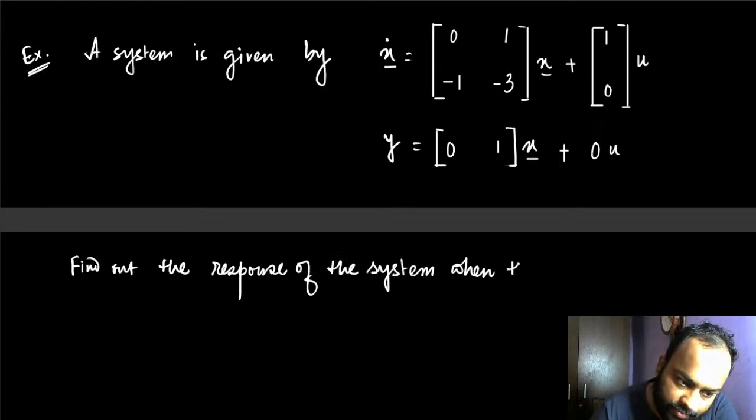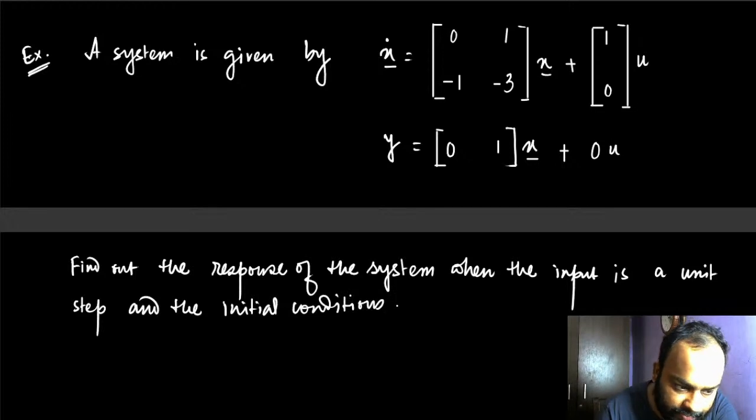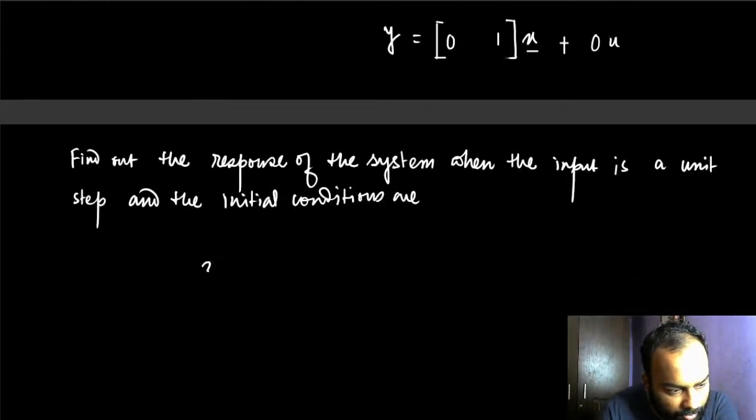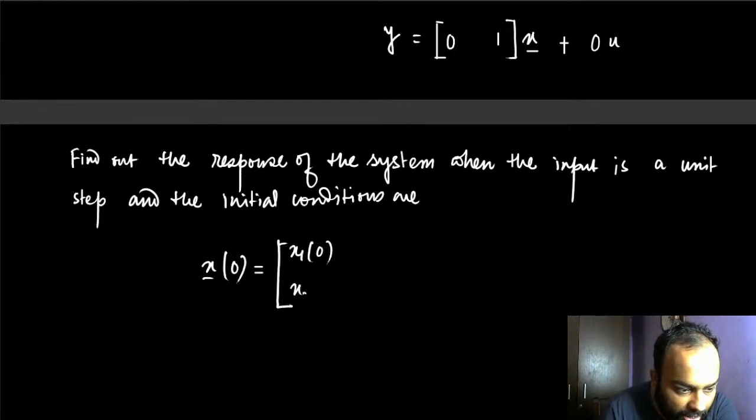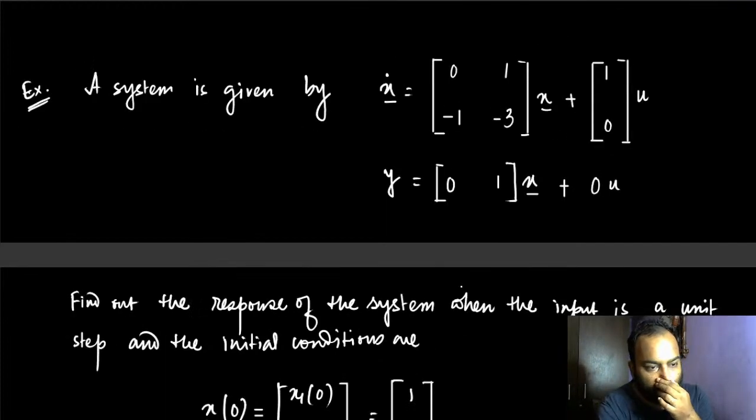when the input is a unit step and the initial conditions are given by x(0) obviously, and that indicates that this is just x1(0), x2(0), this initial condition is 1, 1. So that'll be your homework. You would have to calculate this response, right?